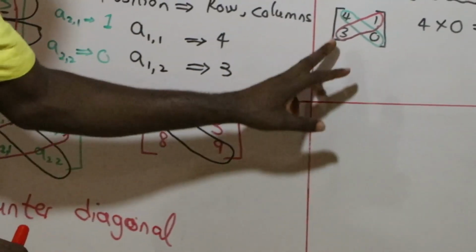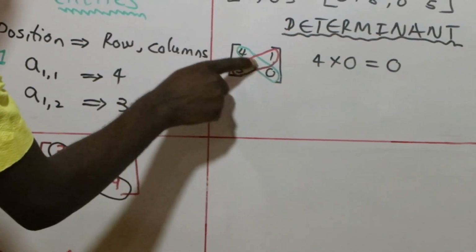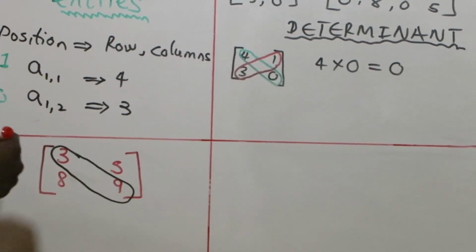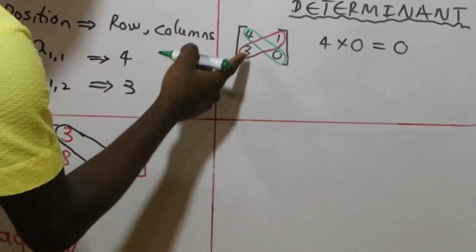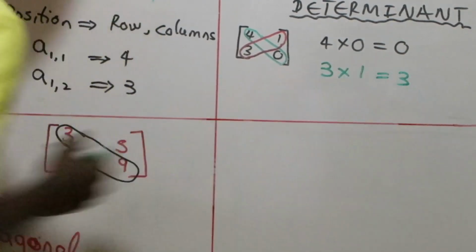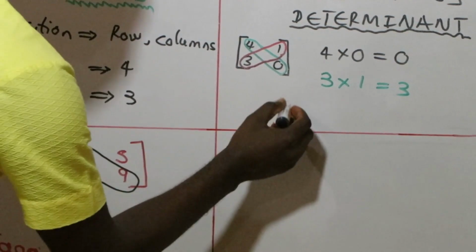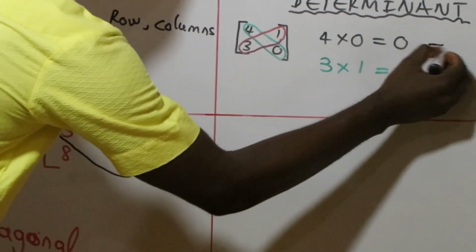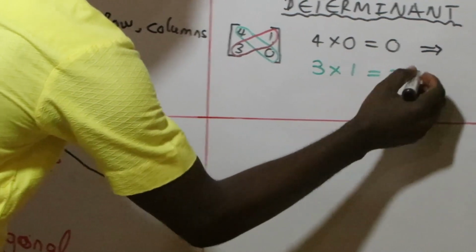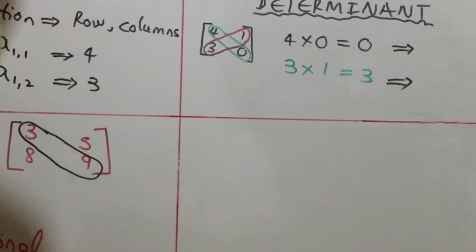Now, to calculate the determinant of a matrix, you multiply the entries in the principal diagonal first, and that is 4 times 0. That gives us 0. Then you multiply the entries in the counter diagonal, that will be 3 times 1, and that will be 3. That's not all. What is left is very easy. You subtract the product of all the entries in the counter diagonal. Let me use the right color for that, green.